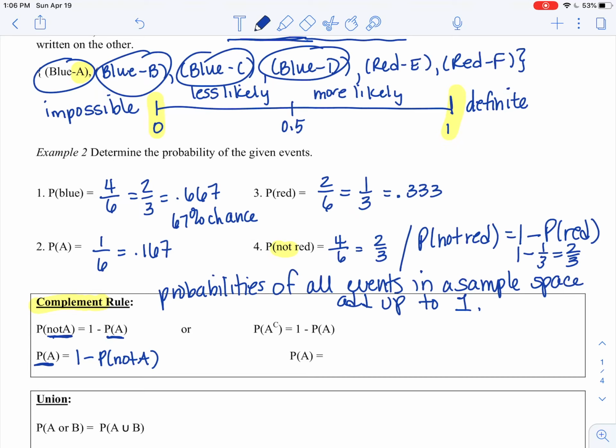And I do just want to re-emphasize that idea that the probabilities of all events in a sample space have to add up to be 1. Something has to occur. That's basically what that's saying.